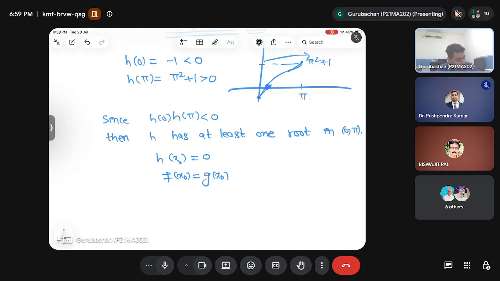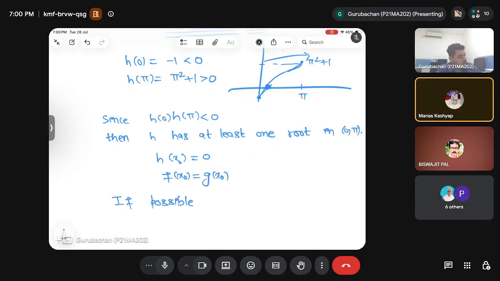See, so for this case, we can take an assumption, and then if possible, we can contradict. Correct, correct. If possible, let there exist.